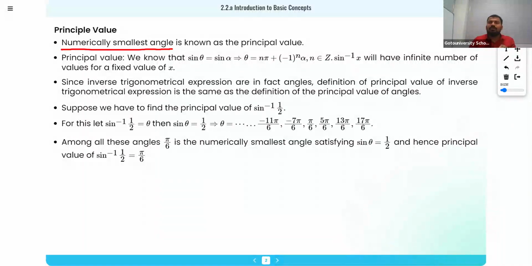Now when we talk about numerically smallest value, it can be even positive or negative. We are not worried about the sign there. It can be in the positive range, it can be in the negative range as well. So you have to be very, very careful with that. So how are we going to take it?